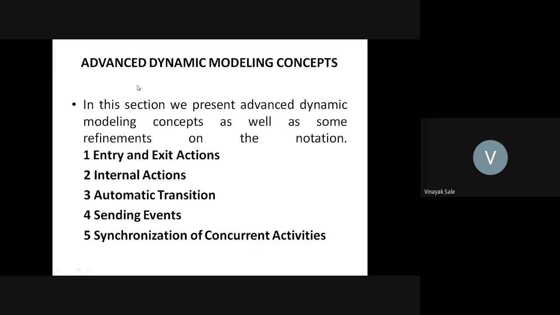The next part is advanced dynamic modeling concepts. In this section, we represent advanced dynamic modeling concepts as well as some refinements on the notations. This section has five points. First is entry and exit actions. Second is internal action. Third is atomic transition. Fourth is sending events, and fifth is synchronization of concurrent activities.